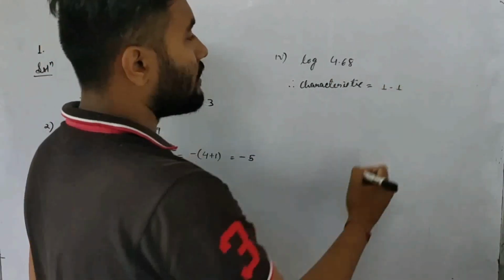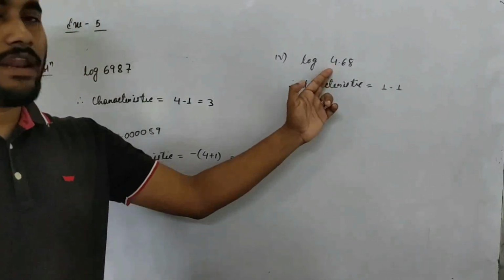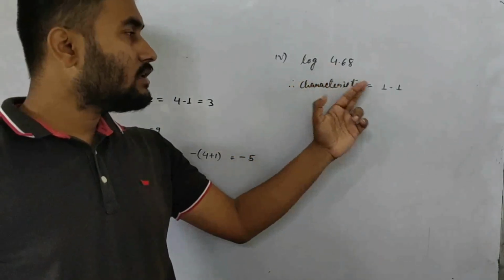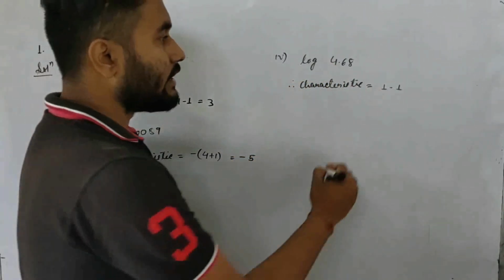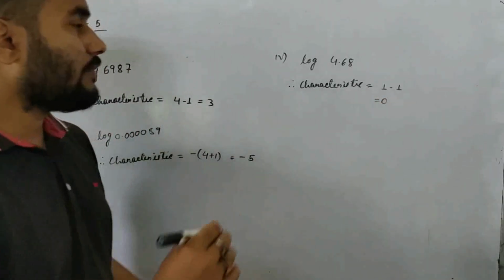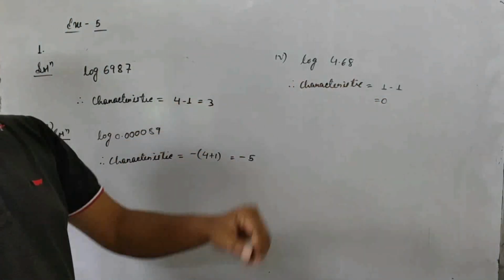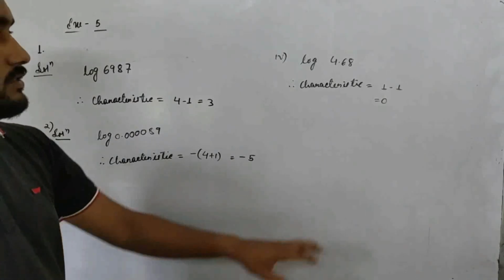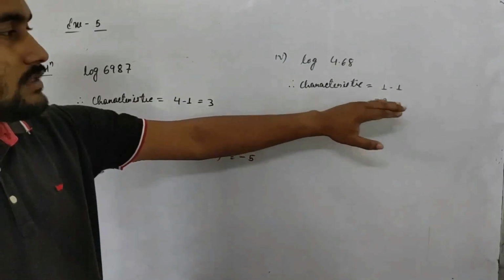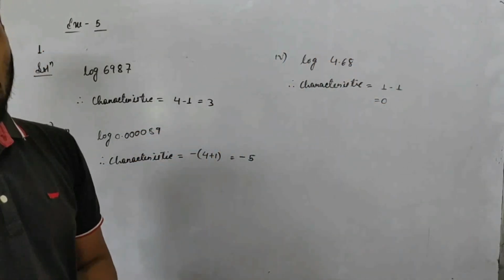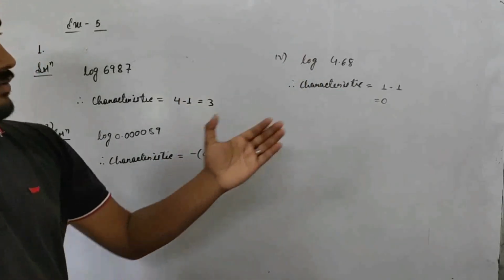So it is 1 minus 1. How many digits are there? One digit only. So 1 minus 1, the characteristic will be 0. It means when we find the value of this number, we will write 0 point. First we will write the characteristic, so our characteristic is 0, and then using the log table, we will write the decimal part.